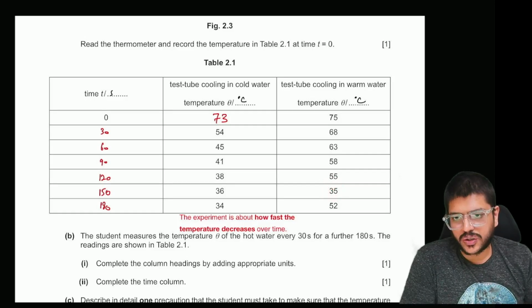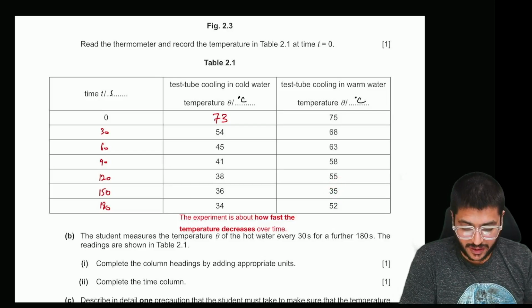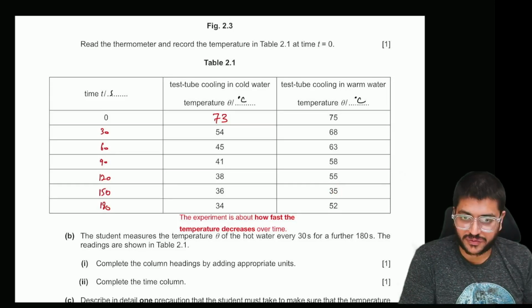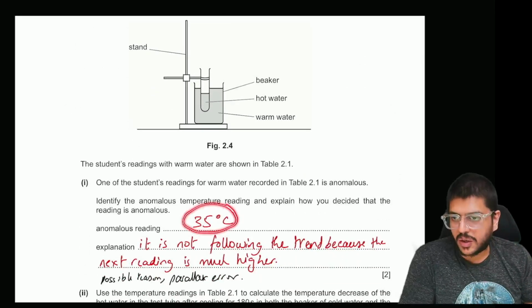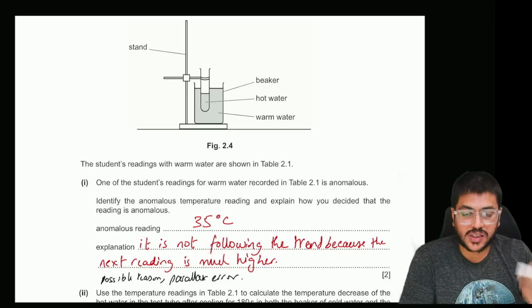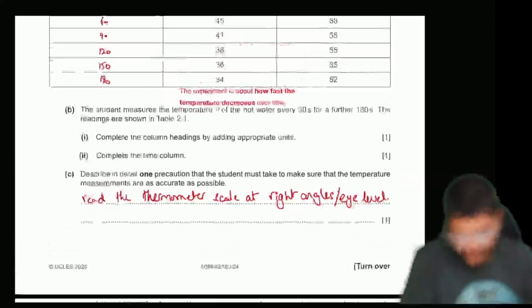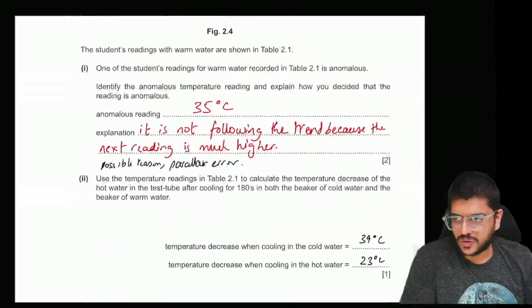Actually, I think this reading should have been 53. Maybe he wrote it the wrong way. That's also possible. Rather than writing it as 35, he may have ended up writing it as 53. And that is why there's a big jump here. And that is why there's another big jump over here. So the question is, what is your anomalous reading? Anomalous reading is 35. It is not following the trend because the next reading is much higher. The next reading is 53. How can the next reading be high? You're losing heat. You're not gaining. So that was one reason.